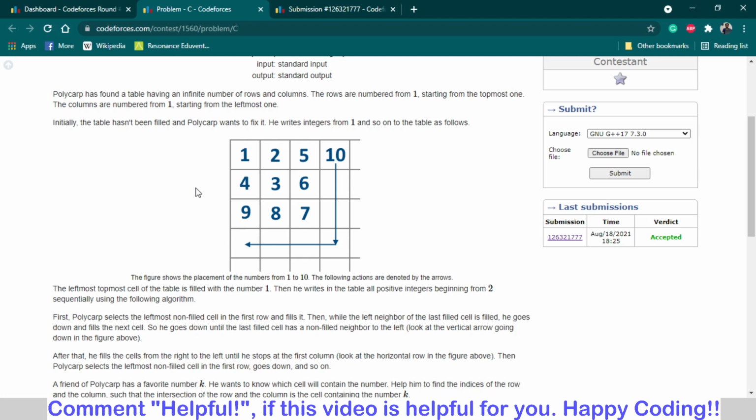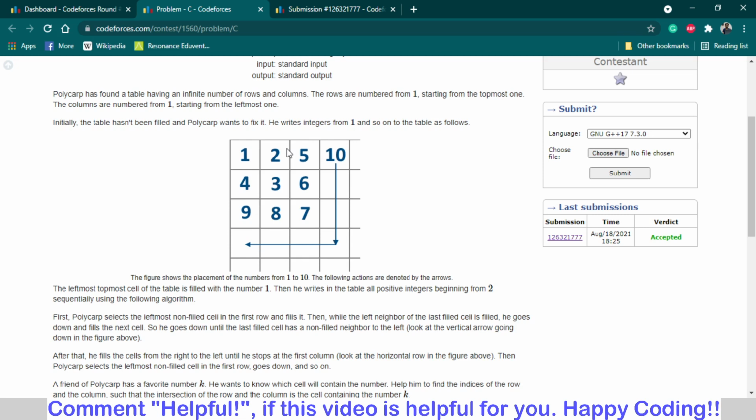So he starts from row 1 column 1. So he starts from 1 comma 1 and starts from the number 1. Then he goes to 1 comma 2 and fills 2. Then 2 comma 2 fills 3. Then 2 comma 1 fills 4. Fine. Then he goes to 1 comma 3. Then 2 comma 3. Then 3 comma 3. Then 3 comma 2. Then 3 comma 1. So like this he is filling the pattern.